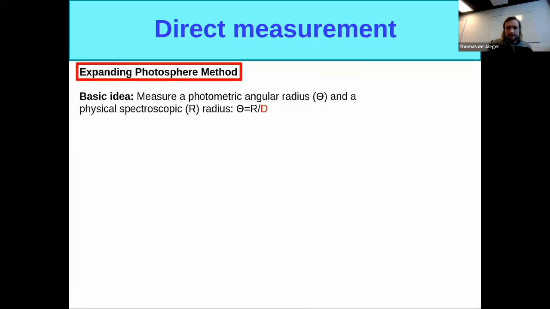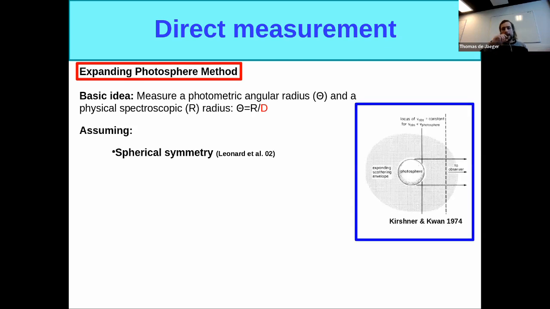So the basic idea of the EPM is to measure a photospheric angular radius and a physical photospheric radius. So you have theta and you have R, so you can easily derive D if you have those two values. So you see, the basic idea is very, very easy. It's a very simple idea. But you need to make some assumptions.